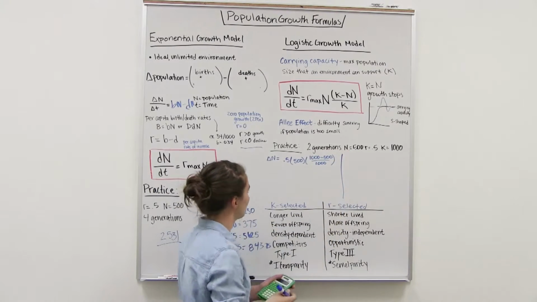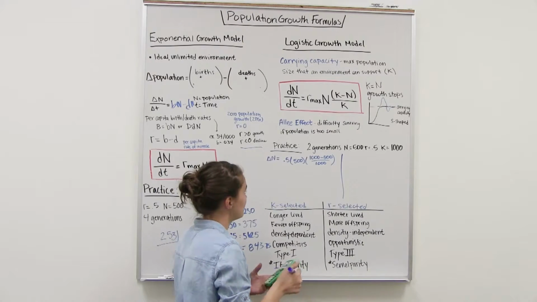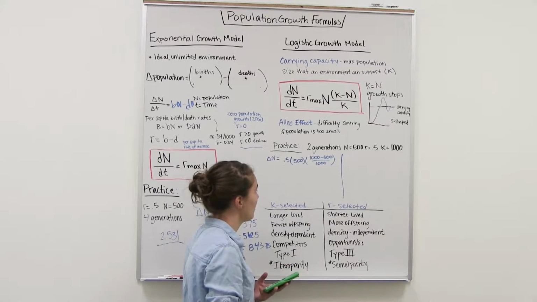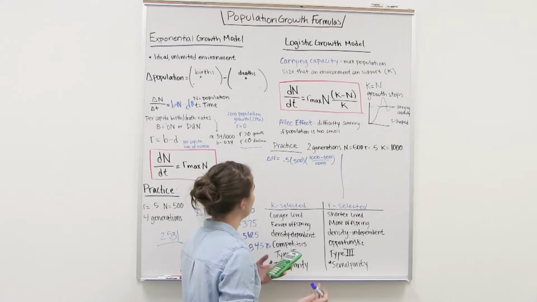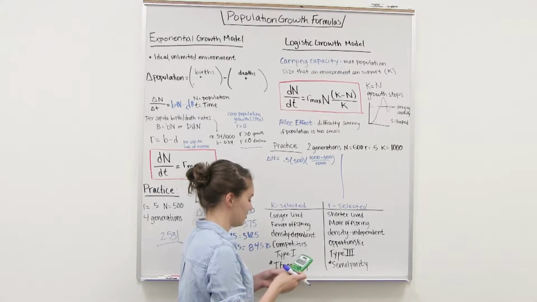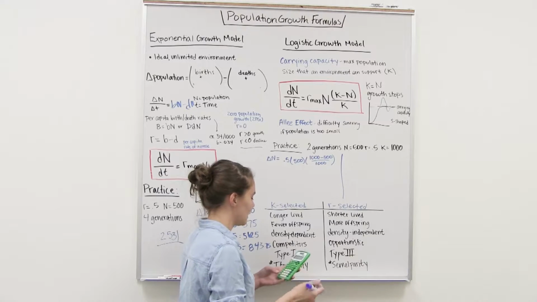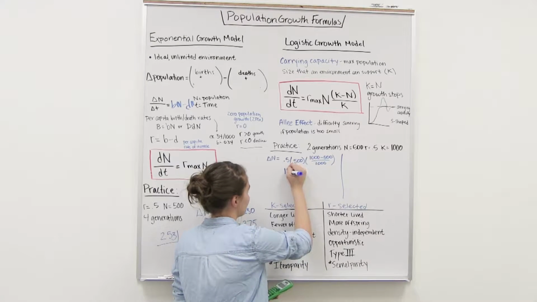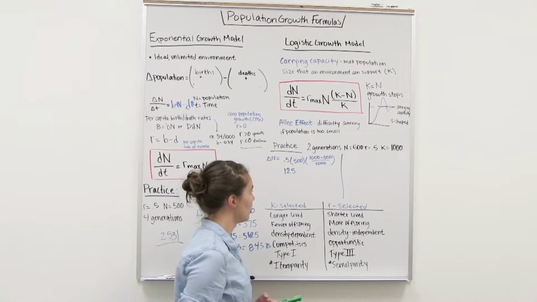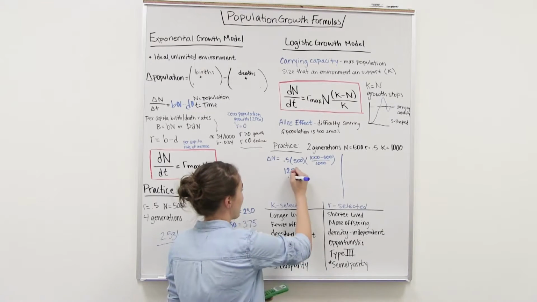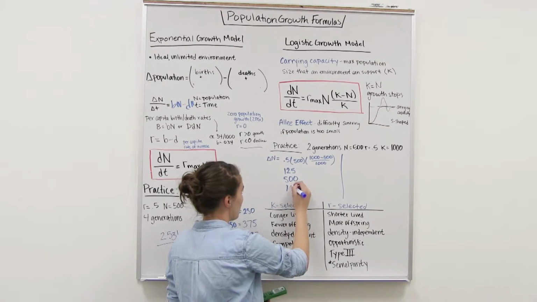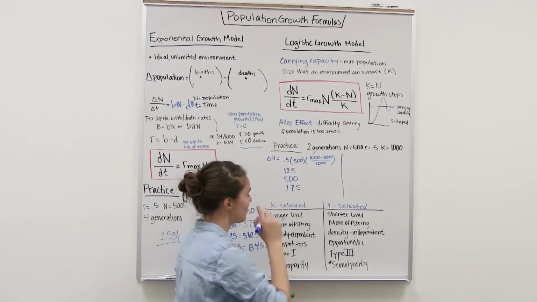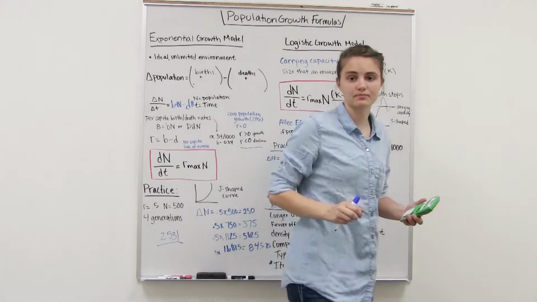I'm just going to separate the board here. So when we do this, 1,000 minus 500 is 500. 500 divided by 1,000 is a half. That's 0.5. So 0.5 times 0.5 times 500 equals 125. So that's going to be our growth. And so when we add that to our original, and we're always going to do that, we're going to have 625.